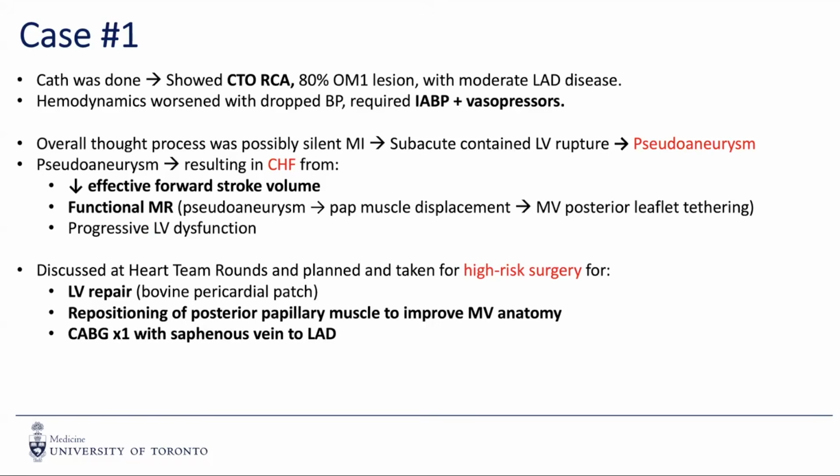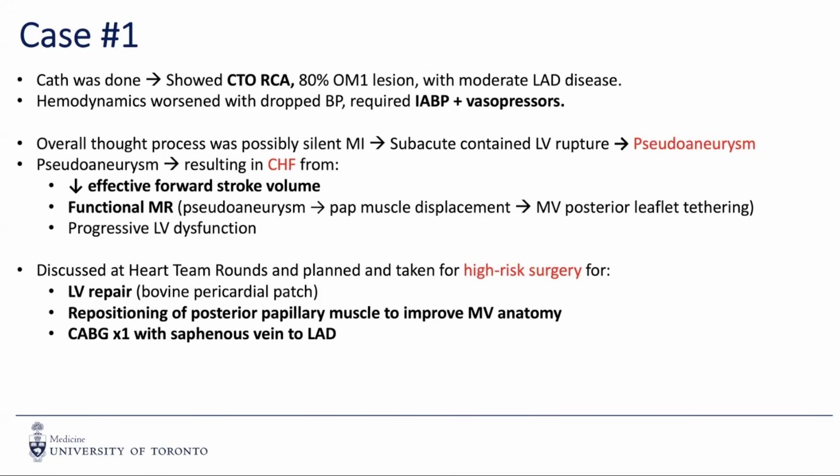And the thought process at the time was that this could have been a possible silent MI, maybe resulting in the CTO RCA, causing a subacute contained LV rupture, resulting in a pseudoaneurysm. And the thought process was that they're in heart failure now from the pseudoaneurysm, presumably from the reduced forward stroke volume, just because of how big it is, and because of the functional MR with the tethering.